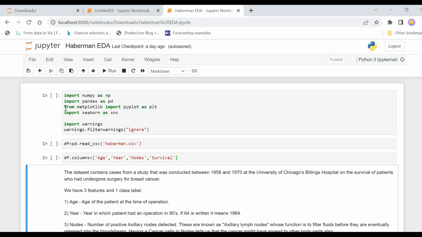I have imported all the necessary libraries here. I have imported NumPy as np, then Pandas as pd, and for visualization I have used Matplotlib and Seaborn. I have also tried to filter the warnings, as I don't want any warnings here, and I have downloaded this Haberman dataset. So I'm reading it: df is equal to pd.read_csv. Let us execute these commands.